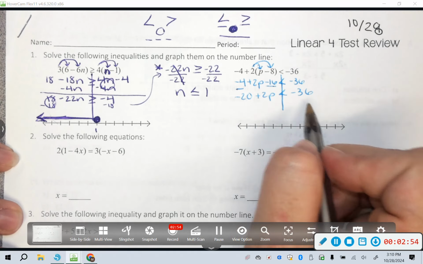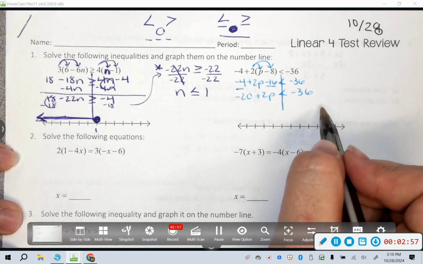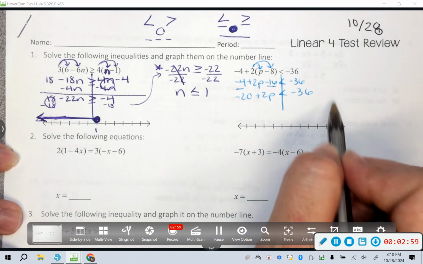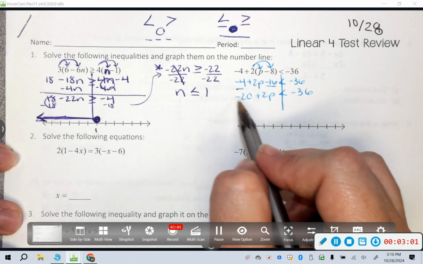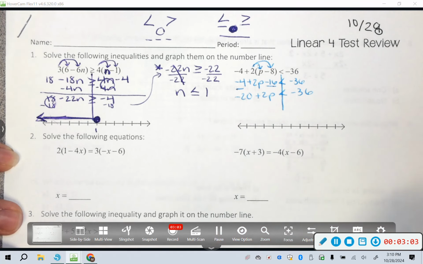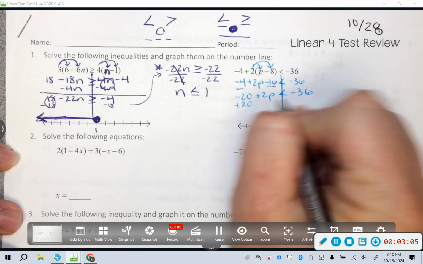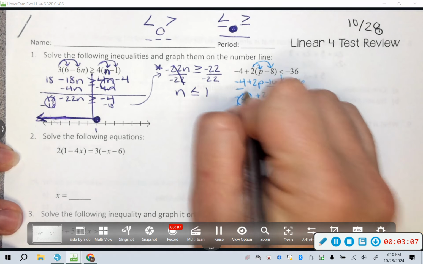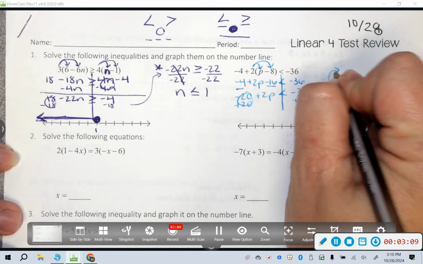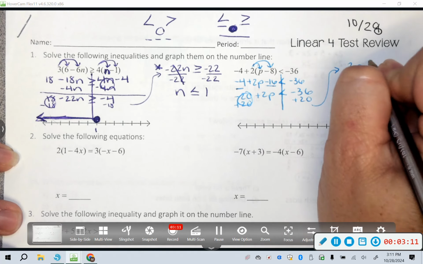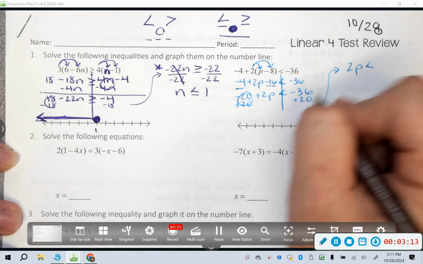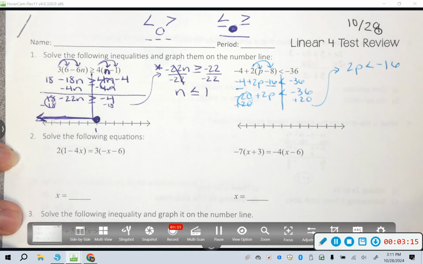And again, I have to get my variables on one side and my numbers without variables on the other side. Well, p is already by itself. There is no p over here. So I need to move my numbers without a variable to the other side. So plus 20, plus 20. I'm going to bring this over here, and I have 2p is less. Well, the negative 36 plus 20 is negative 16.